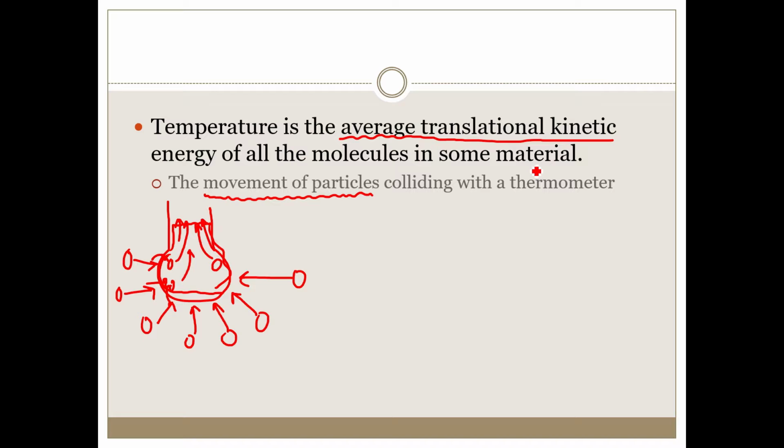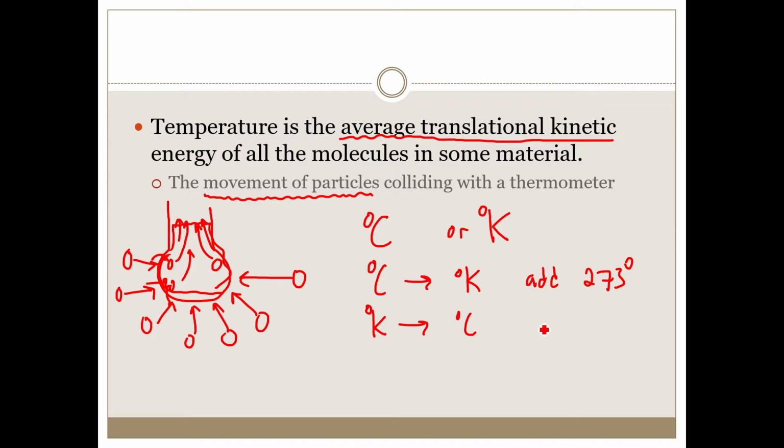Now temperature. We measure temperature in one of two ways, either in degrees Celsius or in degrees Kelvin. Degrees Celsius was a common scale, and degrees Kelvin is what we call an absolute scale. To convert from degrees Celsius to degrees Kelvin, simply add 273 degrees. And if you want to convert from degrees Kelvin to degrees Celsius, we subtract 273 degrees. For those of you who've taken Chem 11 or are currently taking it, you'll probably see this conversion. Okay.